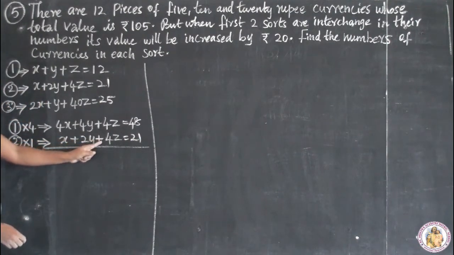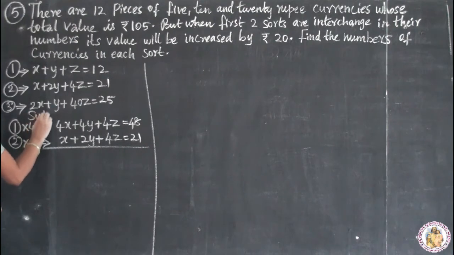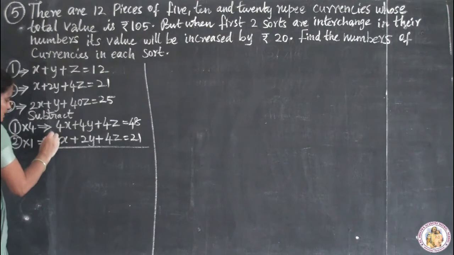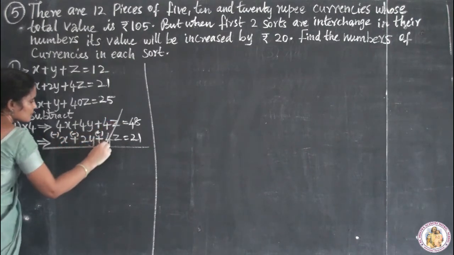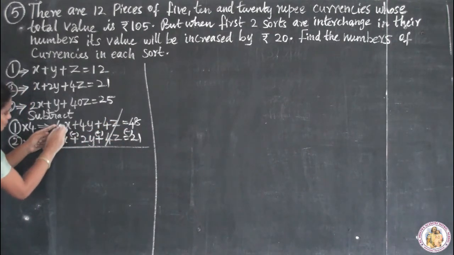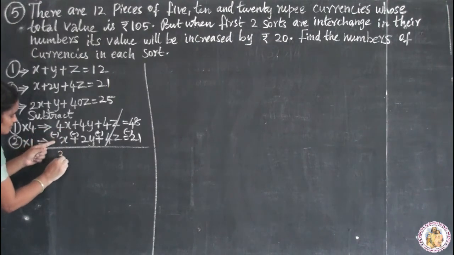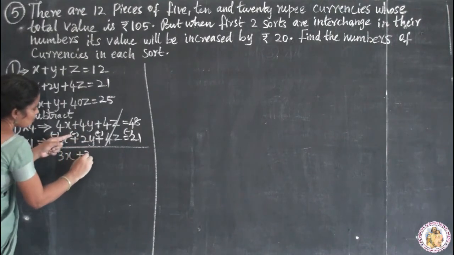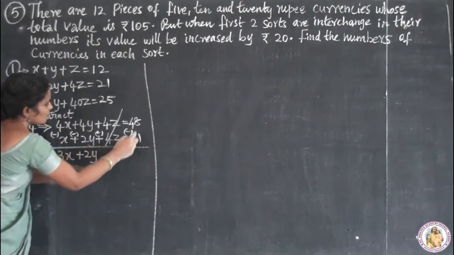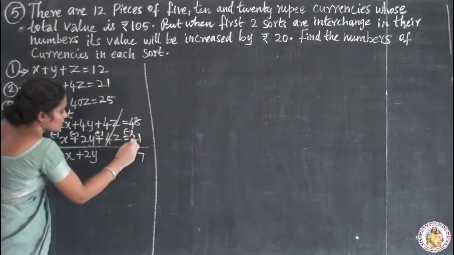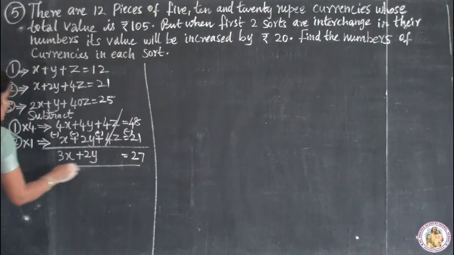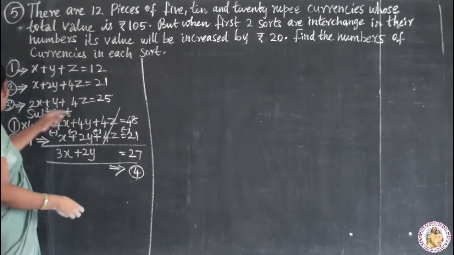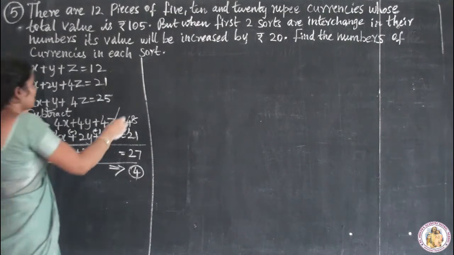So to cancel we have to subtract because we have same sign. So change the sign. Cancel. 4x minus 3x minus 1 is 3x. 4 minus 2 plus 2y is equal to 8 minus 1 7. 4 minus 2 2. Taking this as fourth equation.